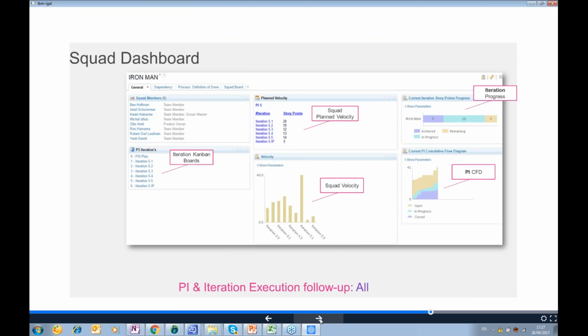You can see here also a squad dashboard. We keep enhancing it all the time, but there are different squad dashboards. This is the squad dashboard, so you can see the iteration Kanban boards, the team members, if you want to understand who they are, the velocity of the team, the iteration progress, the CFD, the cumulative flow diagram. And there are more and more views that we're including to help the team improve from one PI to another.